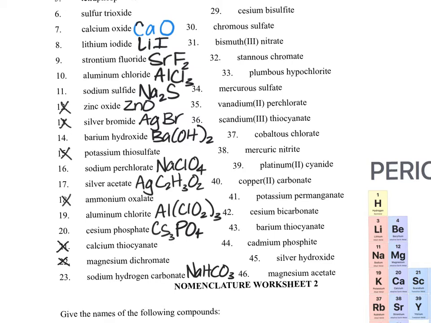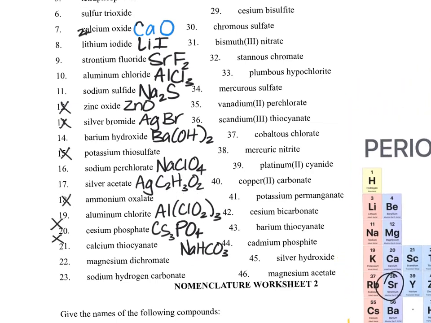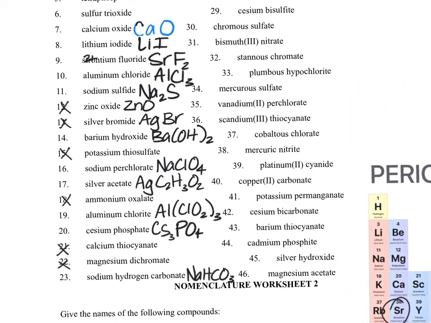Let's just look at strontium fluoride, number 9, so that you know where I got that answer. So strontium has a 2+ charge. If I look over at the periodic table, it is right here. So it's in the second column, means it has a 2+ charge. Okay, let me put it back. And then fluorine has a 1- charge.